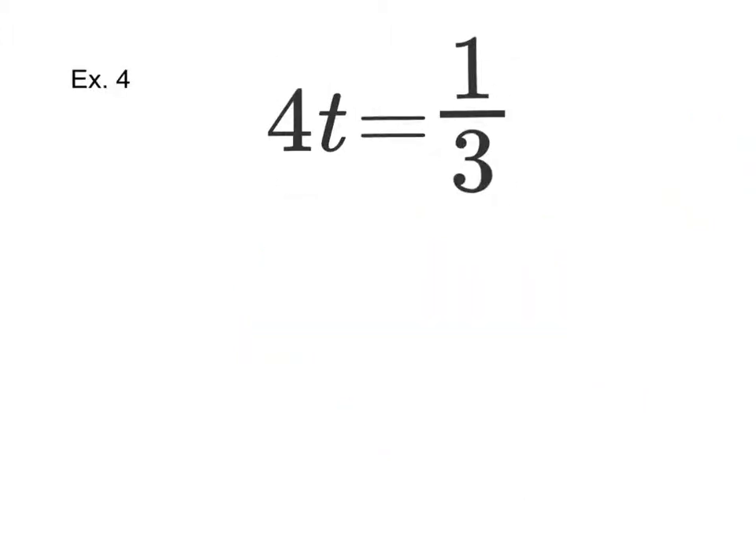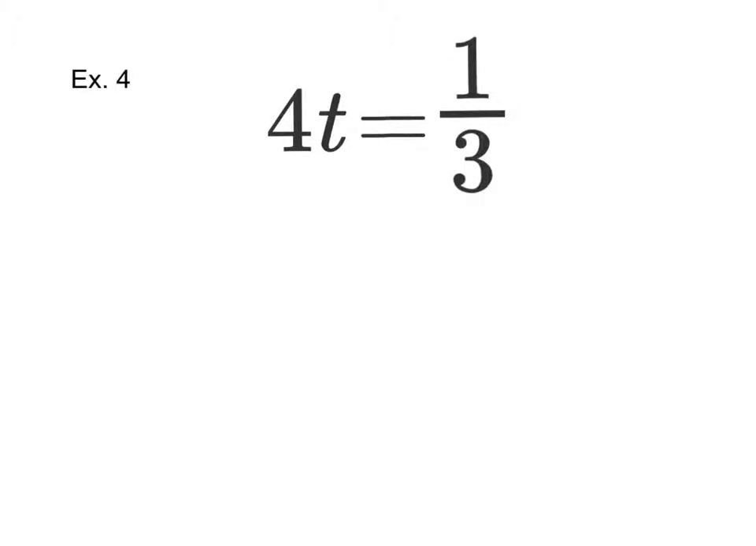All right, I want to show you one more example, just because this one's a special case. If I look at the 4 and the t, they are currently being multiplied. So I would divide by 4, which makes sense because I can divide by a whole number. But the problem is, when I get over to the right-hand side, I would have to take 1/3 and divide by 4, which I can't do.